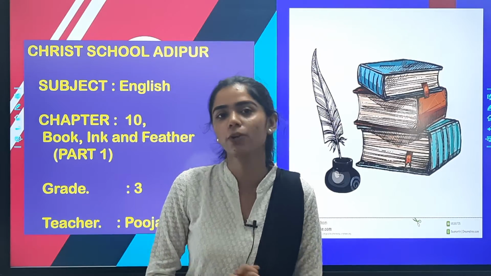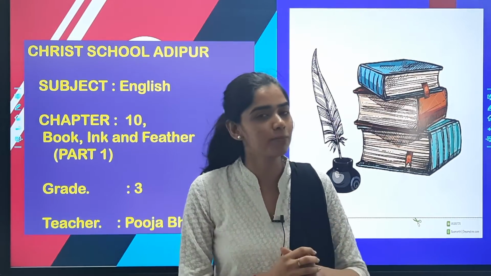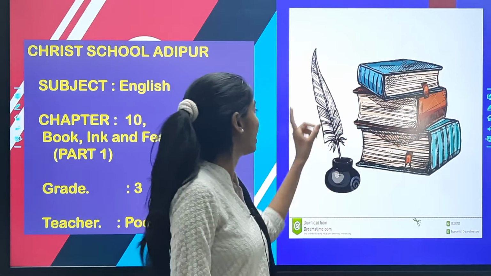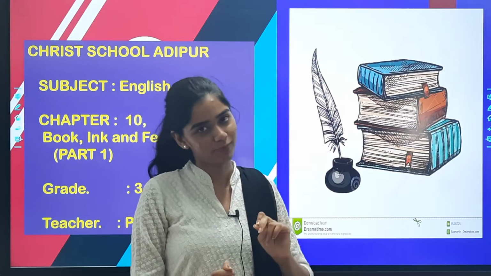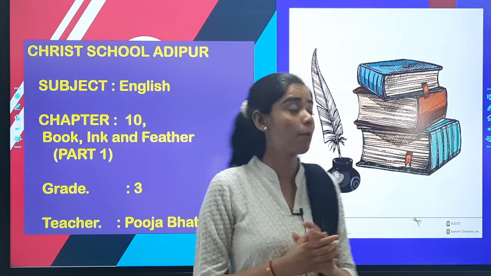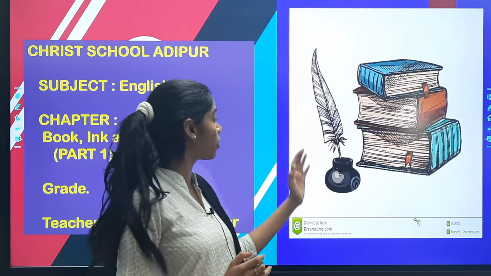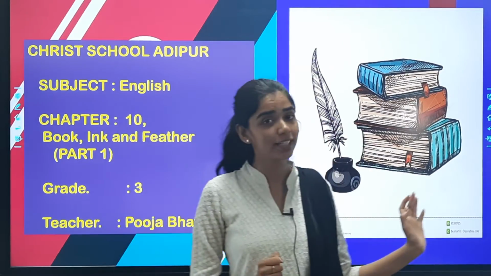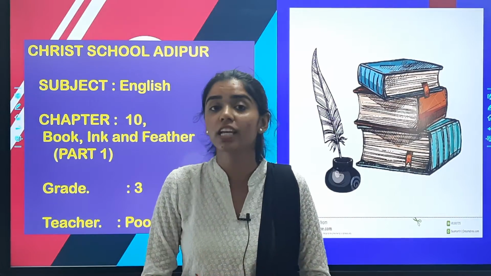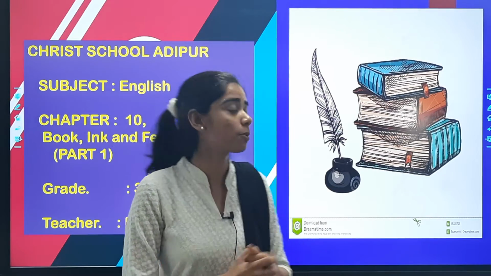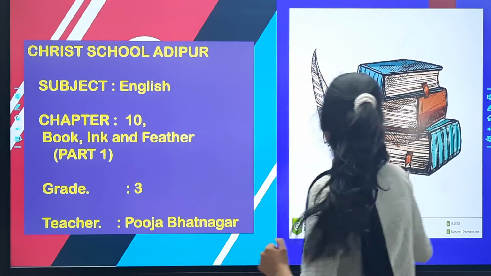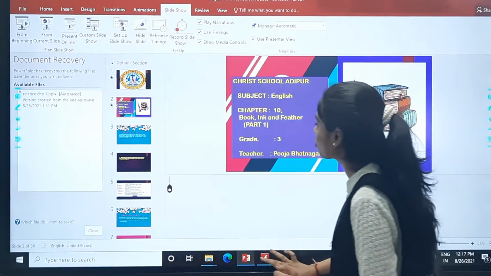And today we are going to start with a new chapter, chapter number 10, Book, Ink and Feather. This is a new chapter. It is about three things: the book, the ink and the feather. The story depicts the friendship, the bond between the three of them. So, are you ready? Okay, so let us start with the chapter.